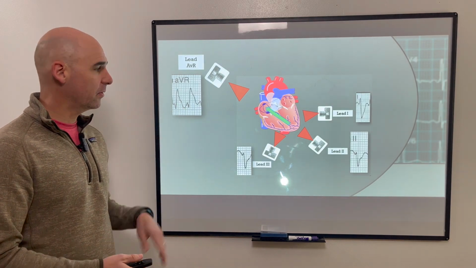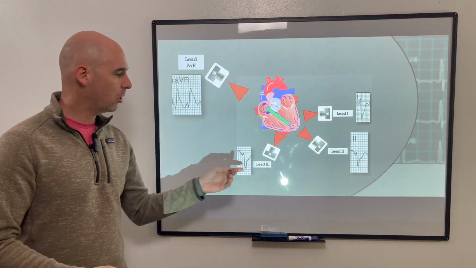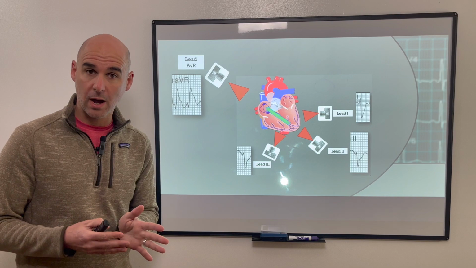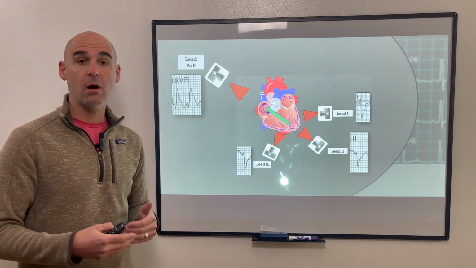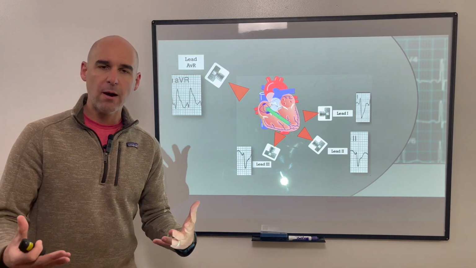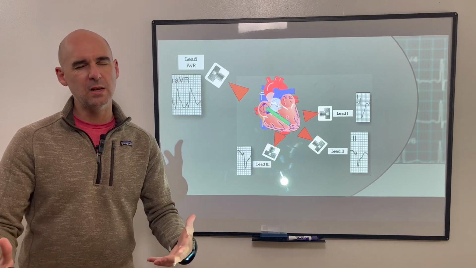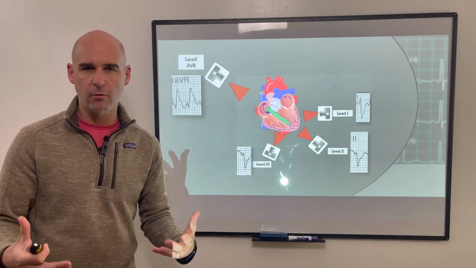In the case where these were all negative, but they were narrow complex, and AVR was also narrow complex, that would be a very common situation in which we need to be thinking, do we have our leads on wrong right now?